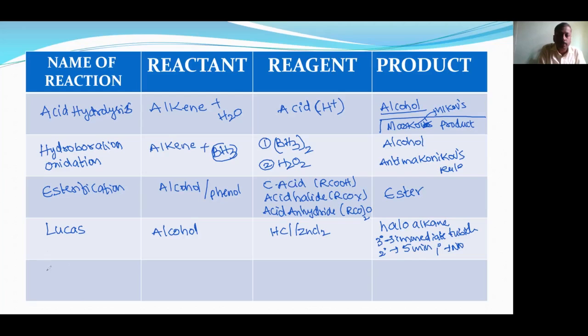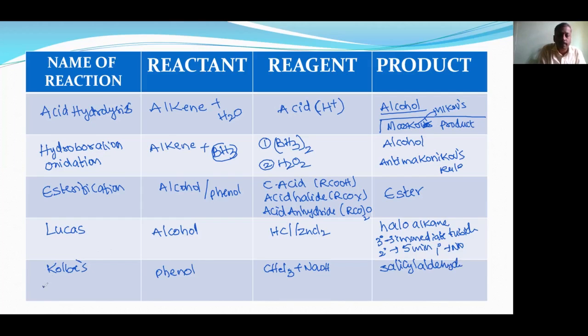Then comes the Reimer-Tiemann reaction. In this reaction, we are going to use phenol. The reagent will be CHCl3 with aqueous NaOH. It is a very important commercial product. What is that product? Yes, salicylaldehyde. Salicylaldehyde is the product.